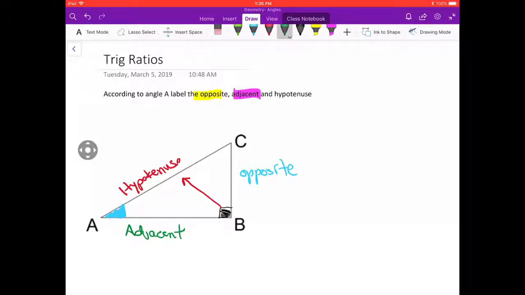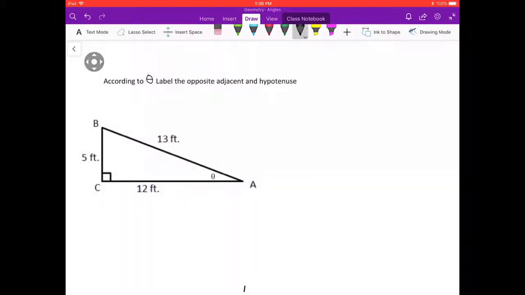Now, I know this may seem weird at first, just labeling these three sides of a triangle, but I'm trying to build this up into a different question so that you can see where I'm going to get the information from. So you should be able to label these three sides, opposite, adjacent, and hypotenuse, based on angle A, or based on angle C, depending on what the question's asking. So this is just an example of according to angle A. Our first example we're going to work on here is going to have some numbers in it just to make things a little bit clearer.